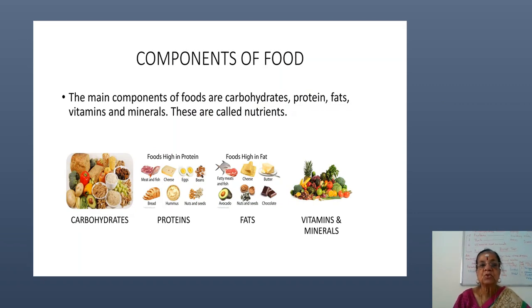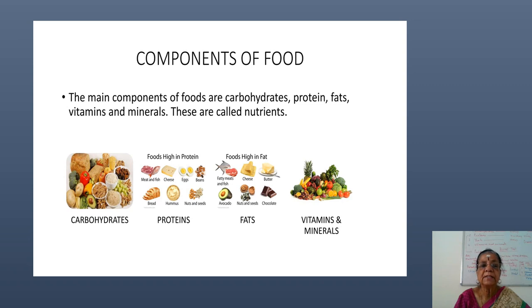I hope you understand. The next one, components of food. The main components of food are carbohydrate, protein, fat, vitamins and minerals. These are called nutrients. Are you clear? The first one, carbohydrate. All the food items you could identify easily: potato, red chili, and then the almond, avocado fruit, and rice and wheat. They are all carbohydrate content.